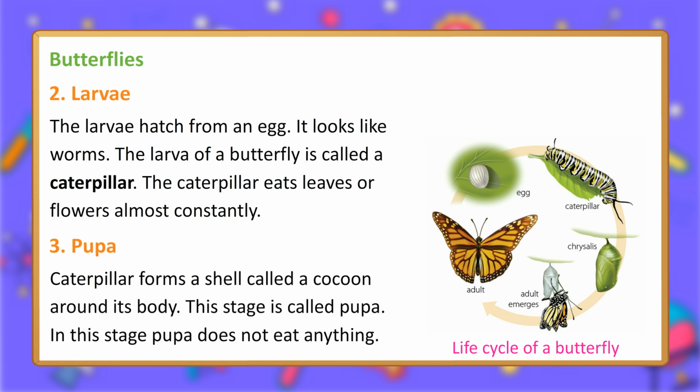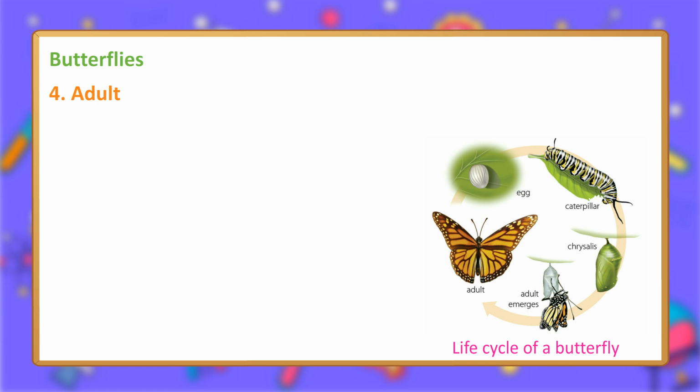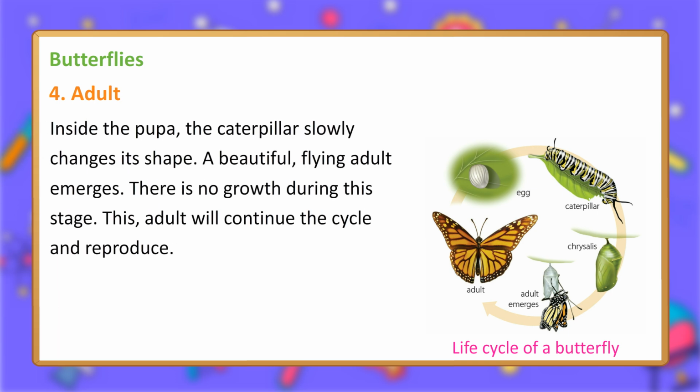3. Pupa. The caterpillar forms a shell called a cocoon around its body. This stage is called pupa. In this stage, the pupa does not eat anything. 4. Adult. Inside the pupa, the caterpillar slowly changes its shape. A beautiful, flying adult emerges. There is no growth during this stage. This adult will continue the cycle and reproduce.